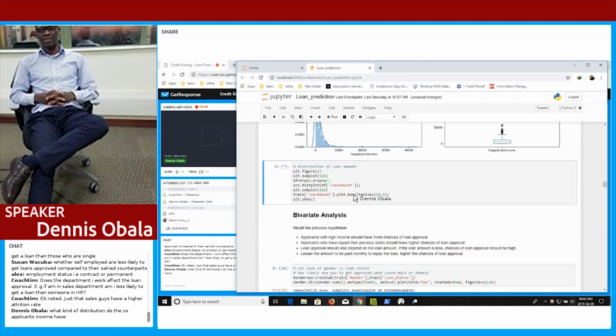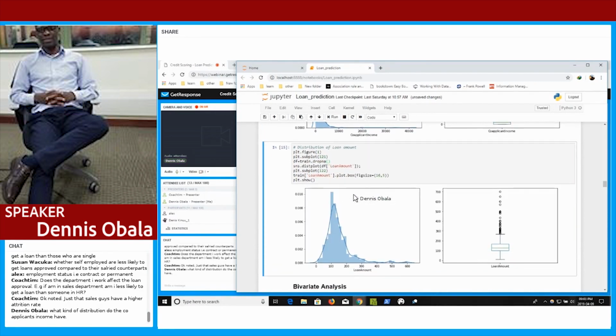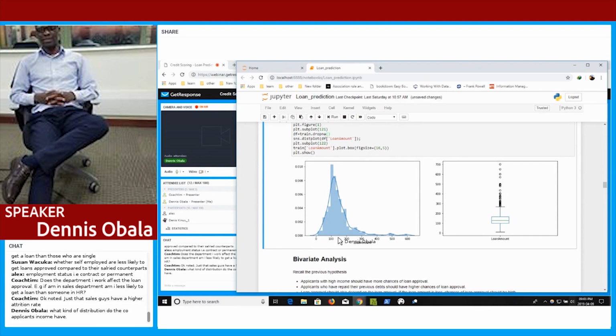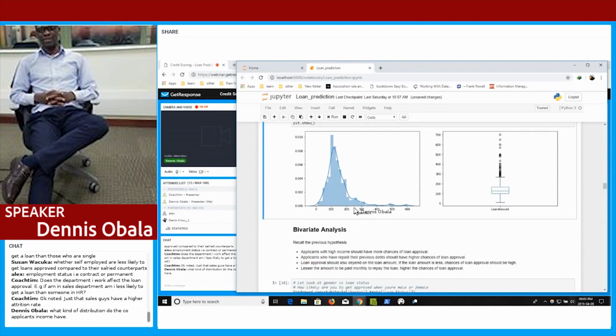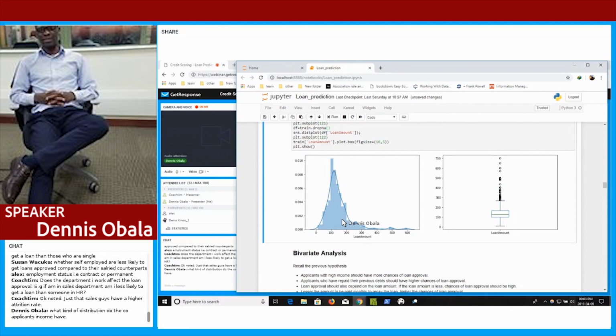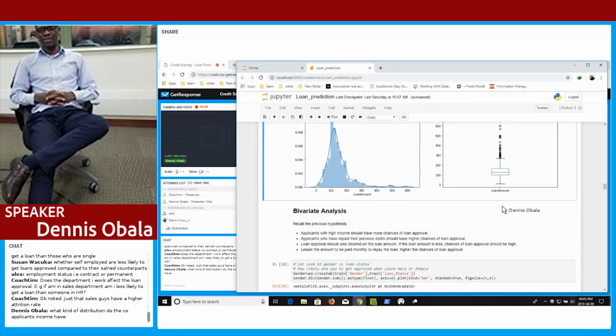So let's go to the loan amount. Okay, the loan amount, we can see most of the applicants actually taking loans in the middle, let's say 150. Most of the applicants are taking loans in the 100 to 150 range. So when you look at something like this, you can also infer the kind of population that you have.